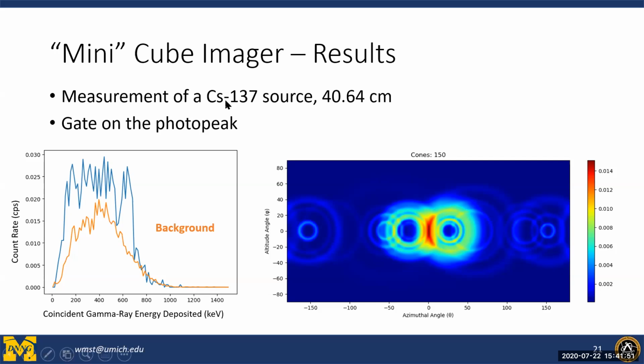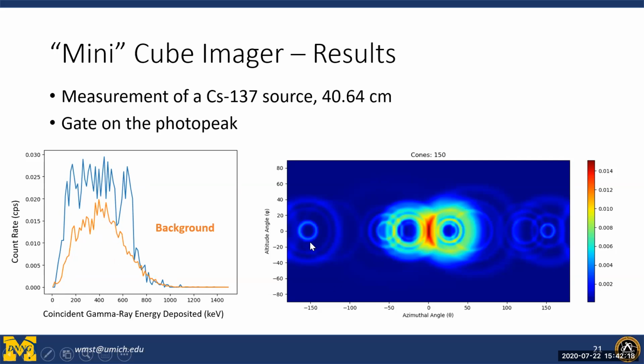So in this case, we moved our source back another 30 centimeters, which is just reducing the intensity of our source. And in this case, instead of showing the gate on the photopeak, I showed the contribution from the background radiation to our system. And you can see in this configuration, our photopeak is much lower in intensity, but still there at 662, and we get a significant contribution from background.